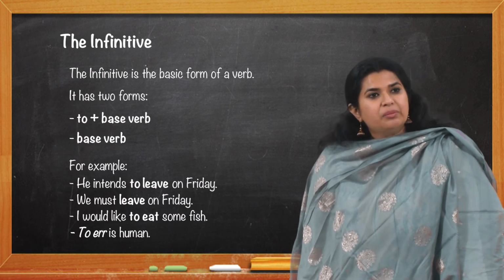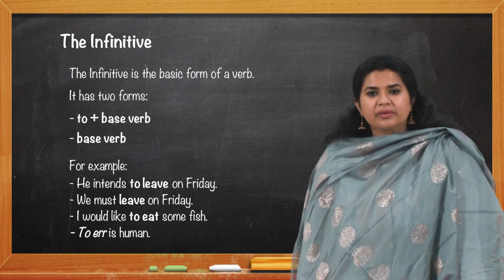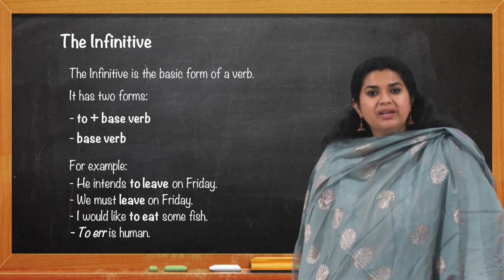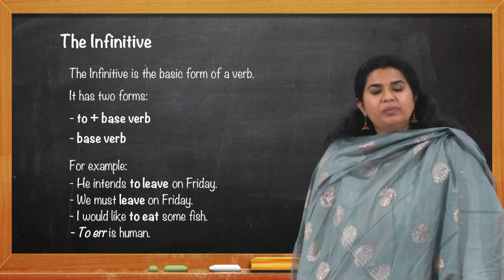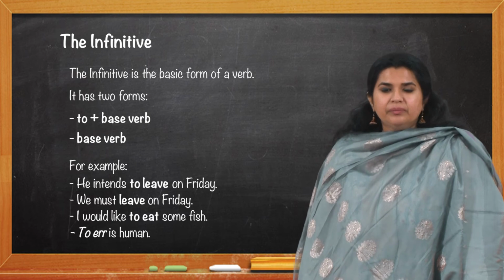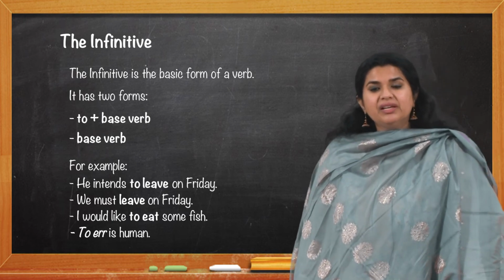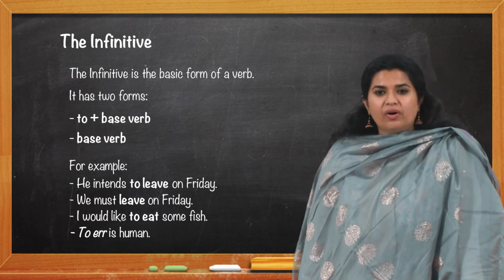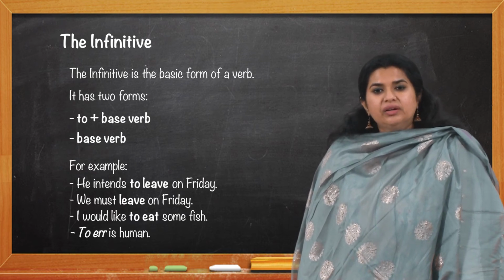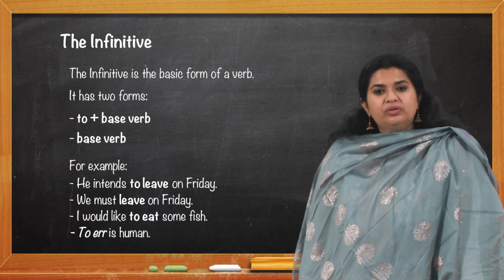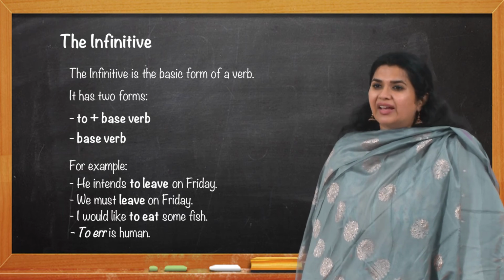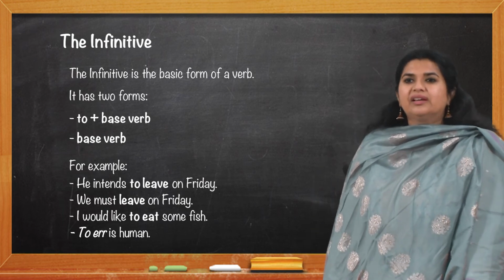The infinitive is the basic form of a verb. That is not saying much, but infinitive is a form of a verb. It has two forms, to plus base verb. Base verb is the verb by itself. For example, he intends to leave on Friday. He must leave on Friday. I would like to eat some fish. To is the marker, so infinitive takes a to. Gerund takes an ing, infinitive form takes to.